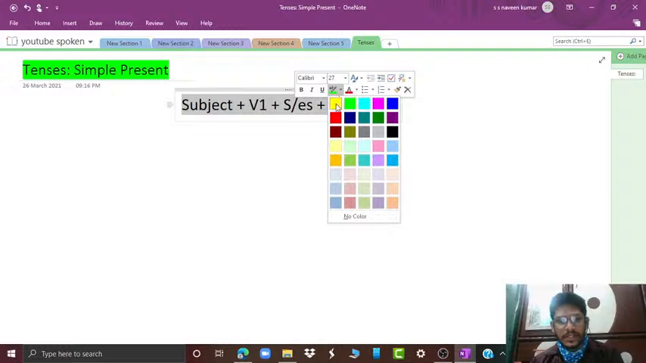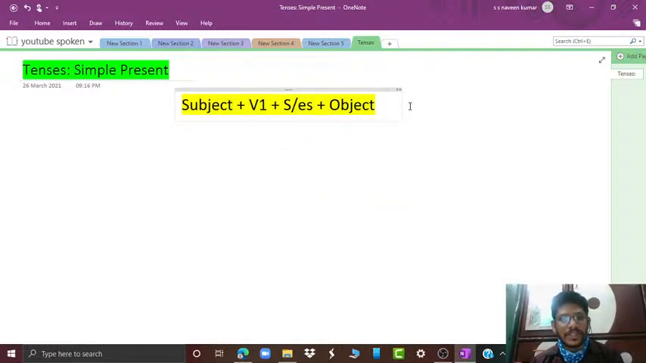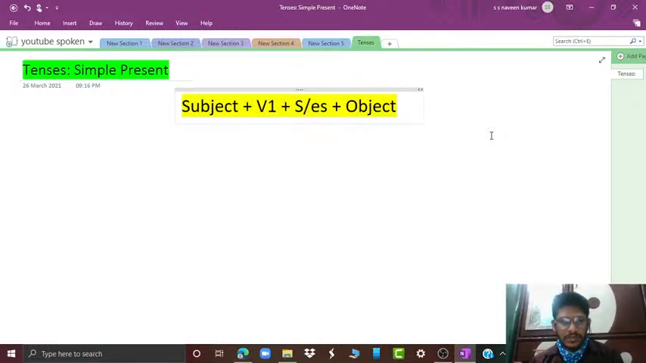So we use simple present on this occasion: subject plus v1 plus s or es plus object. This is the structure for simple present. So let us see how we use this simple present. Whenever we write simple present, we have to follow certain steps. So what are the steps we are going to see now? First we have to write a positive sentence, a negative sentence, and a question form. So let us see what the positive, negative, and question forms are here.